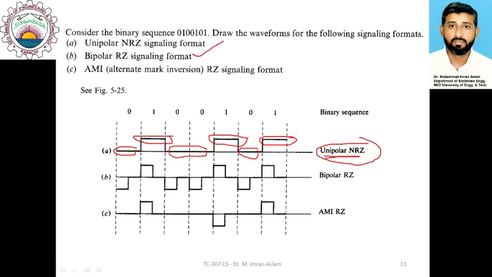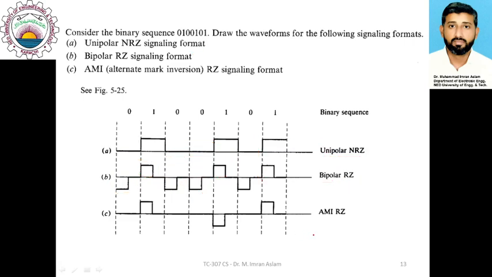Similarly, for bipolar RZ, we will be using half the duration of the bit, but for bipolar we will be using positive and negative amplitudes for ones and zeros. So you can see that the ones are represented by positive amplitude, and the next one is also represented by positive amplitude. All ones are represented by positive amplitude, whereas the zeros are represented by negative amplitudes. The next zero is also represented by negative amplitude.